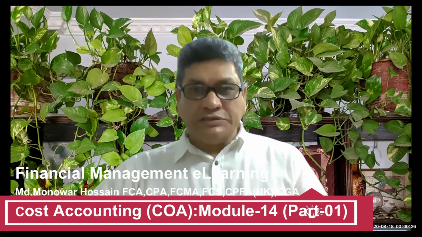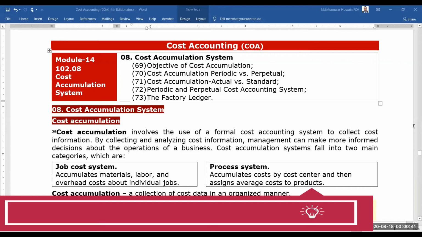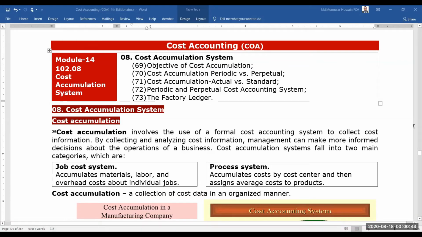We are going to discuss cost accounting. We are in the domain of cost accumulation systems. Today we will discuss module 14, and the objective of cost accumulation: periodic versus perpetual, cost accumulation actual versus standard, periodic and perpetual cost accounting systems, and the factory ledger.